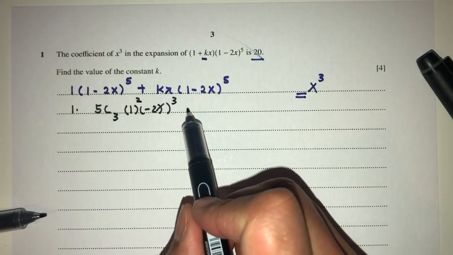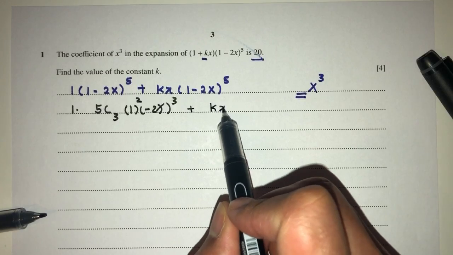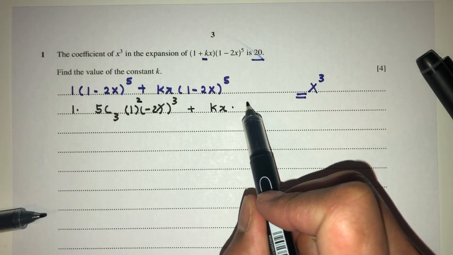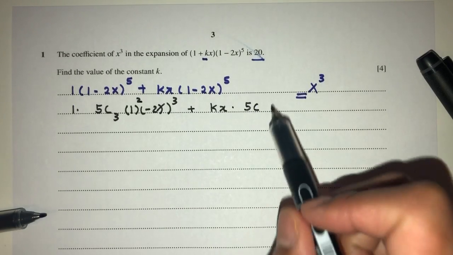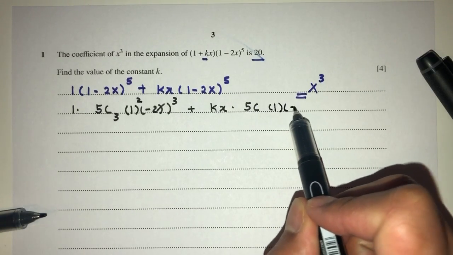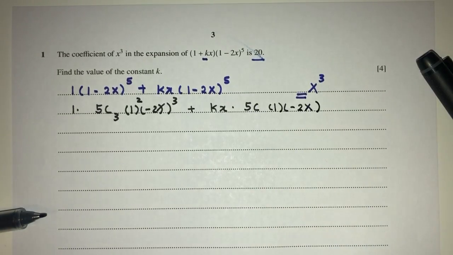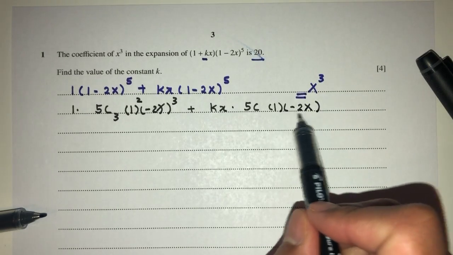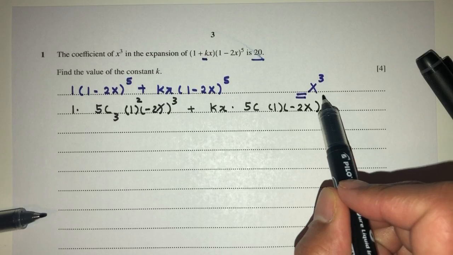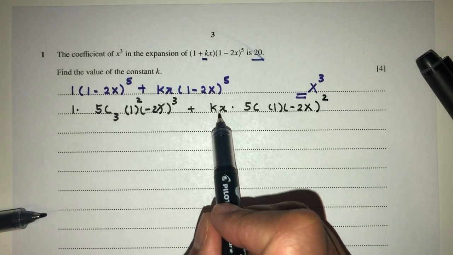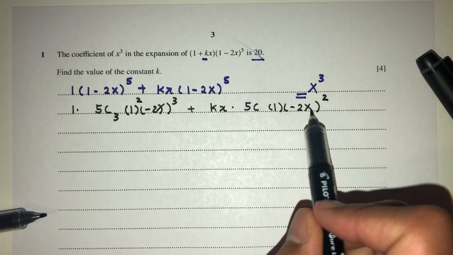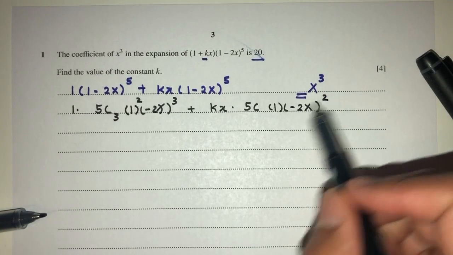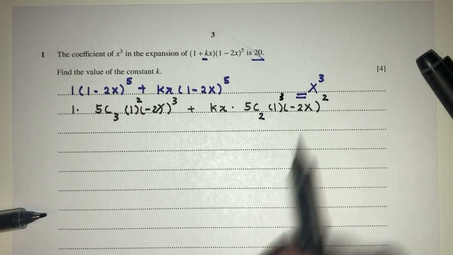How about this one? I have kx. Now expand this one. I will have something like this, and choose something times the first term and then minus 2x. So now if I want the term in x cubed, I will have to have the term here power 2, because I have x here already. So when x times x squared, that will give me x cubed, right? If I have 2 here, this will be 2 and this will be 3.